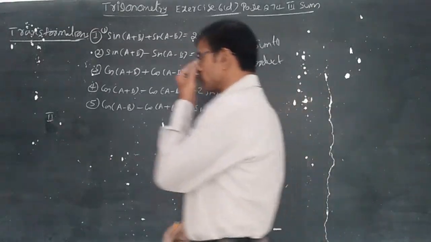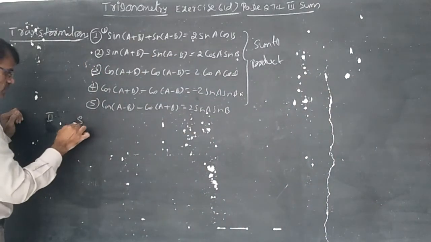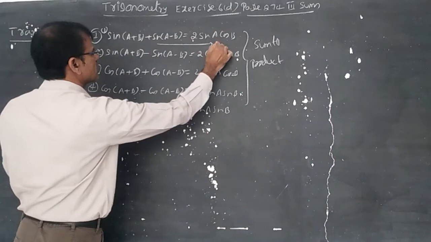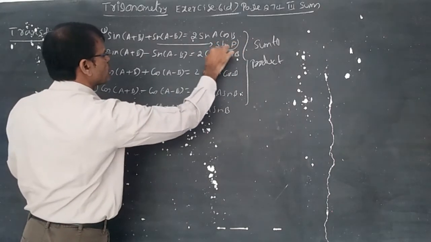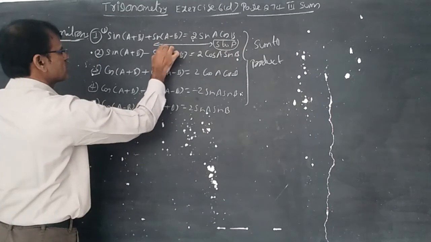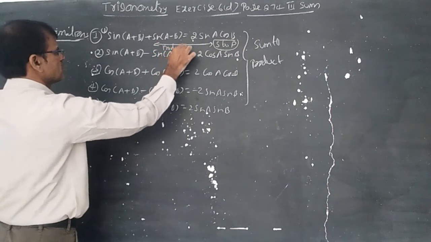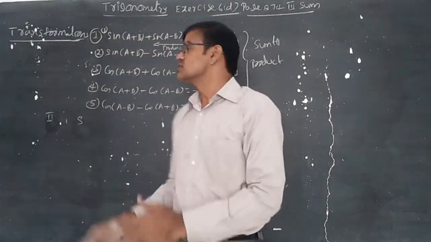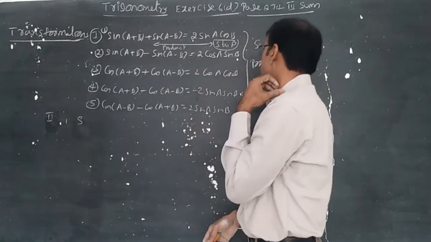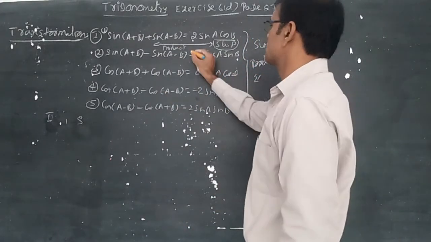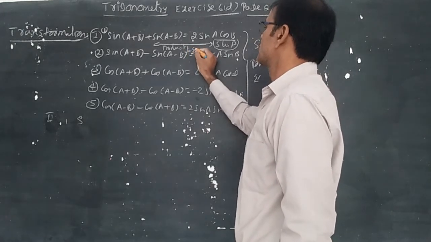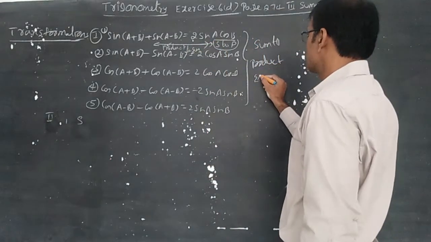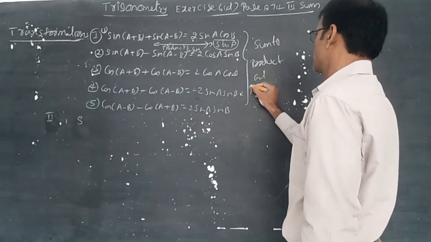Next we are going to discuss product to sum. If it is reversed like this, this is sum to product, and the reverse is product to sum. 2 sin a cos b formula is sin a plus b plus sin a minus b. 2 cos a sin b formula is sin a plus b minus sin a minus b. This is called product to sum. Sum to product and product to sum. This side arrow mark is product to sum, this side arrow mark is sum to product.